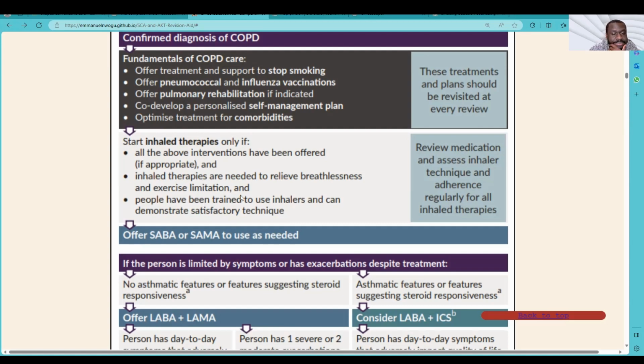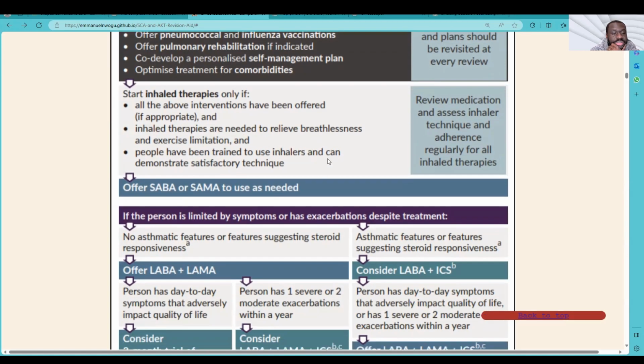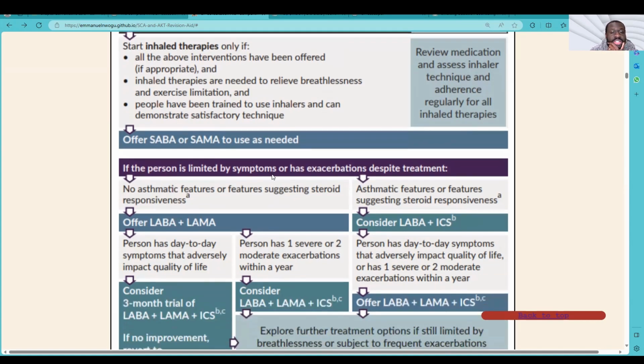When you are initiating a patient on inhalers, review medication and assess inhaler technique and adherence regularly for all inhaled therapies. So in terms of treatment, you have to offer a short-acting beta agonist or a short-acting muscarinic antagonist to be used as needed, PRN, if the person is limited by symptoms or has exacerbations despite treatment with these.